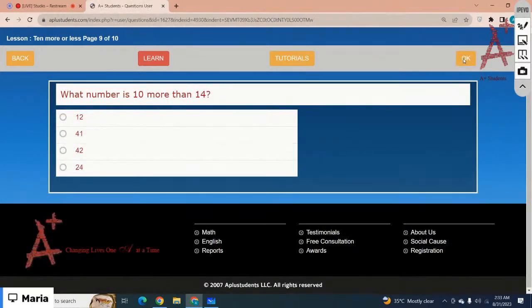Which number is 10 more than 14? So which is the correct option? 10 more than 14 means you have to add 1 to the tens digit, right? So 14 plus 10 makes 24. The correct option is 24.